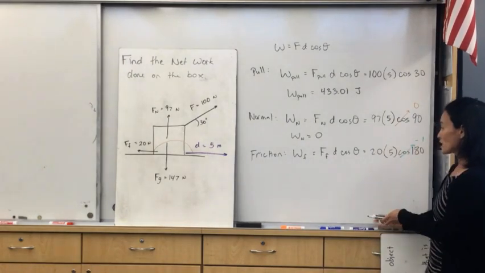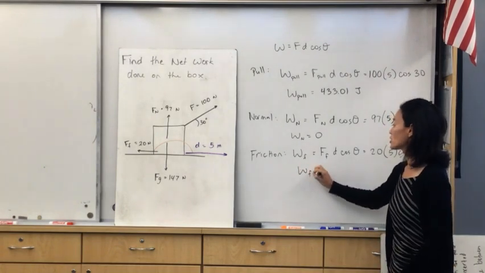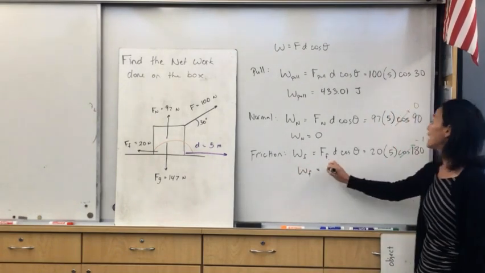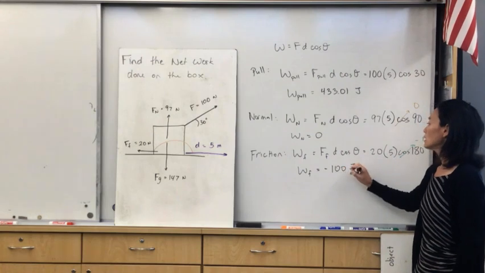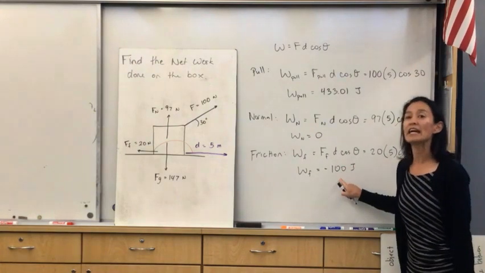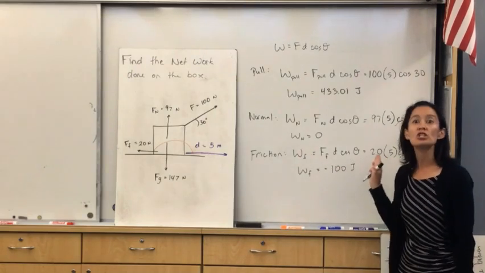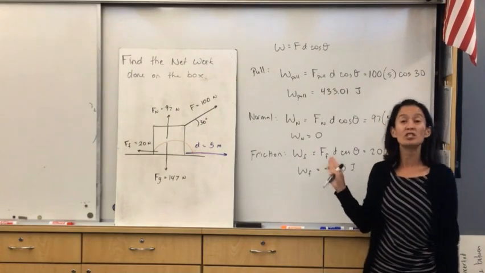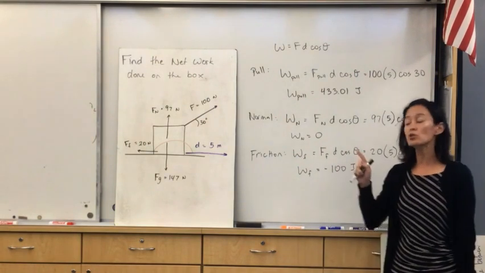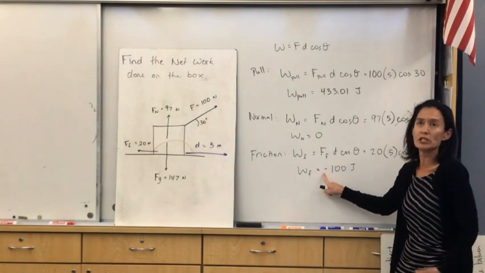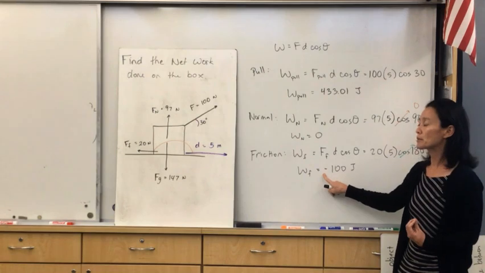So this tells me that the work done by my friction is equal to -100 joules. Friction is doing negative work on this thing. This box is moving to the right, and friction is not helping it move to the right. In fact, friction is hindering it from moving to the right. That is why it contributes negative joules. It's taking away energy from the box.